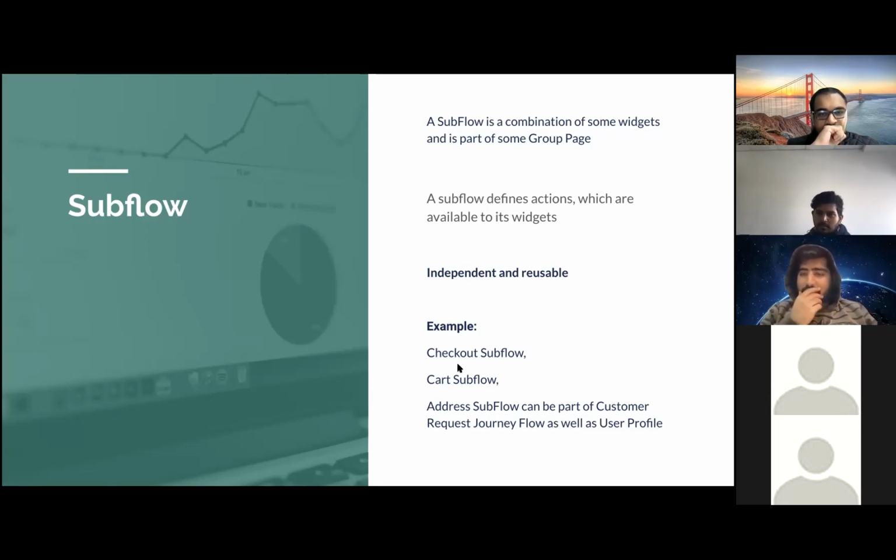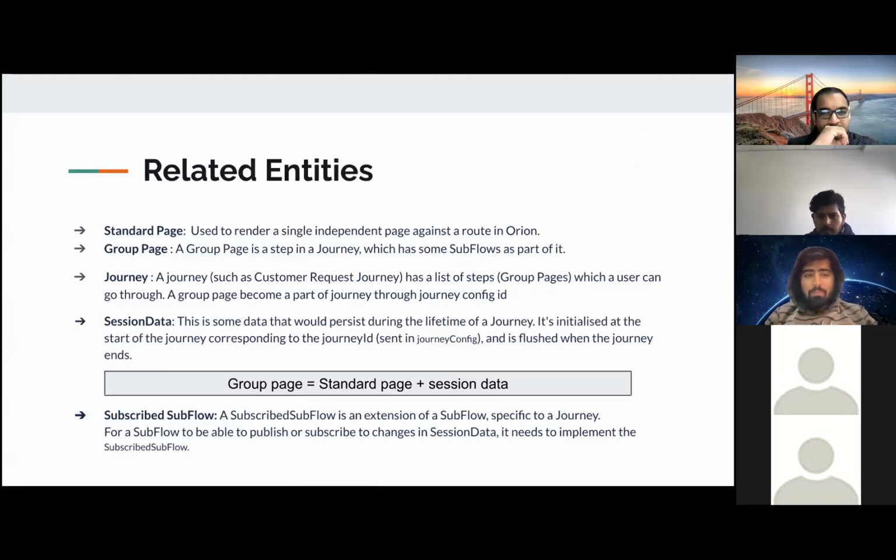So currently we have several subflows in our code. One is checkout subflow, if you have seen cart subflow. Another example of how it can be independent and reusable: address can be a subflow, which can be part of customer request journey as well as user profile. But currently it's not implemented like that as of now. We'll come to that later, how it created a problem.